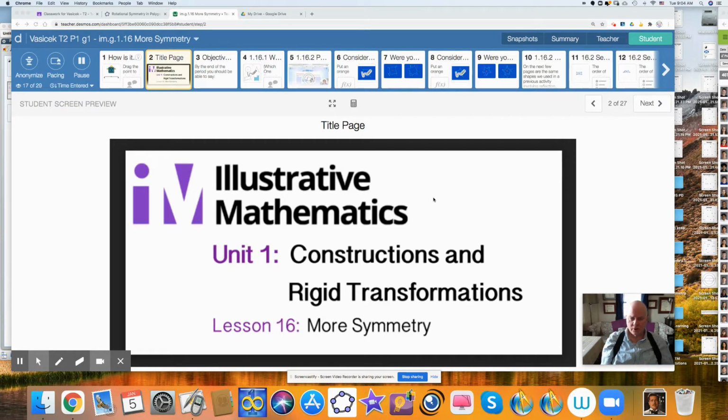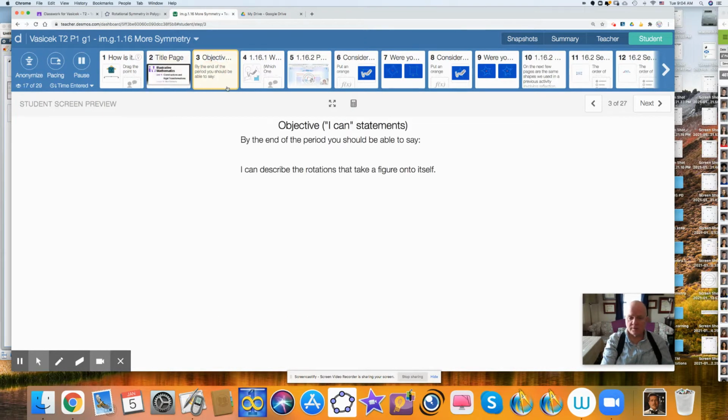Yesterday, or earlier, we talked about reflection symmetry. This is going to be about rotational symmetry. By the end of this lesson, you should be able to say, I can describe a rotation that takes a figure onto itself. We know about rotations. When it takes a figure onto itself, that's called symmetry. There are two kinds of symmetry. There's reflection symmetry: if you reflect this, you end up with the same thing. And rotational symmetry does the same thing, it ends up being on itself.